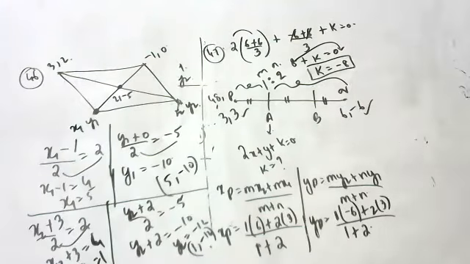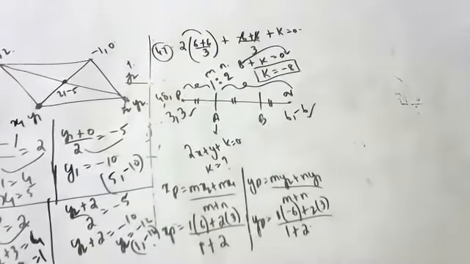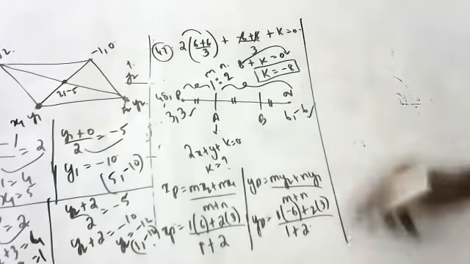Very good. k is equal to minus 8. That's it. Simple assumption, very easy. I hope you are able to understand it. Very, very easy. So 48.